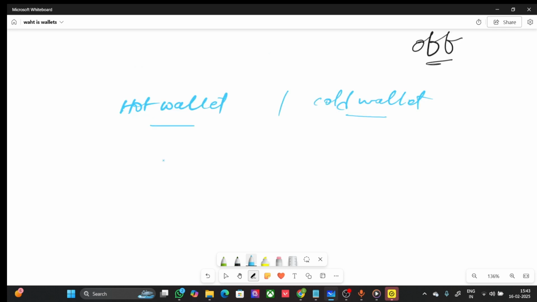Let's quickly look at these two terms: what is a hot wallet and what is a cold wallet. Hot wallets are wallets that are connected to the internet, and most software wallets fall under this category. They are easy to use but come with more risk due to online exposure. Cold wallets are wallets that are not connected to the internet. They are offline wallets. These are much safer and ideal for storing larger amounts of cryptos for a long period. As they are not constantly connected to the internet, they are more secure to use.